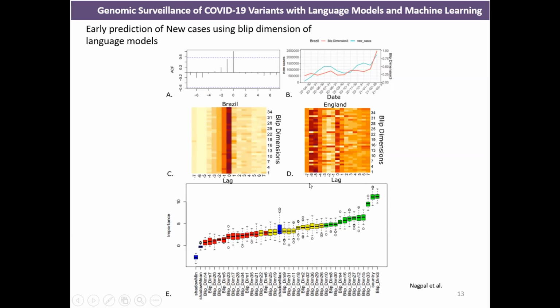So we tried to model this. We observed it in exploratory analysis, and then we modeled it in machine learning algorithms such as Boruta, where we can see that there are some important blip dimensions which can be used for the prediction of the new cases.